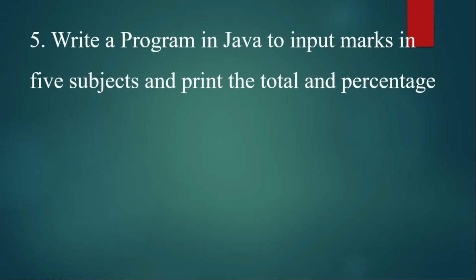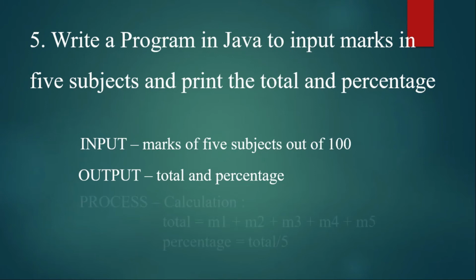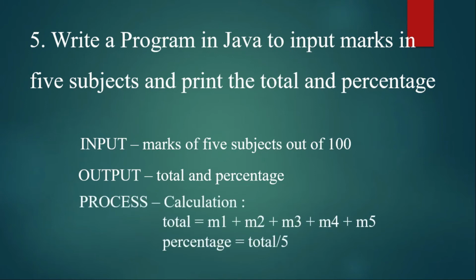Write a program in Java to input marks in 5 subjects and print the total and percentage. So the input value here is the marks of 5 subjects and the output is the total and percentage. Here the marks we can input as integers, and the output value for the percentage can be a double value. The process is a calculation. So you find the total by adding all the numbers, and the percentage you can calculate as total by 5, assuming that the marks were given out of 100.